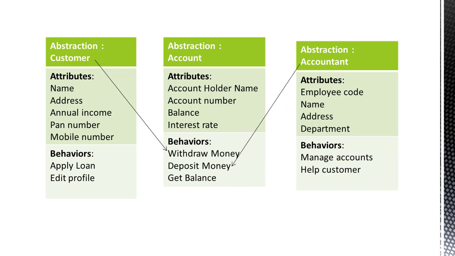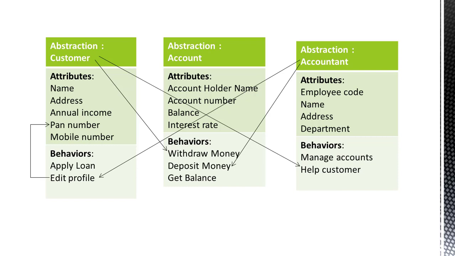Then let's say the customer wants to change his PAN number. He is not allowed to do so on his own. He needs to visit the bank and ask the accountant for help, maybe by calling the help customer method of the accountant object. Then the accountant object will check the hard copy of the customer's PAN card and will call the edit profile method of the customer and modify the PAN number. This makes it clear that the only way to achieve functionalities in software is to make the objects interact with each other. Encapsulation sets up the rules for this interaction.